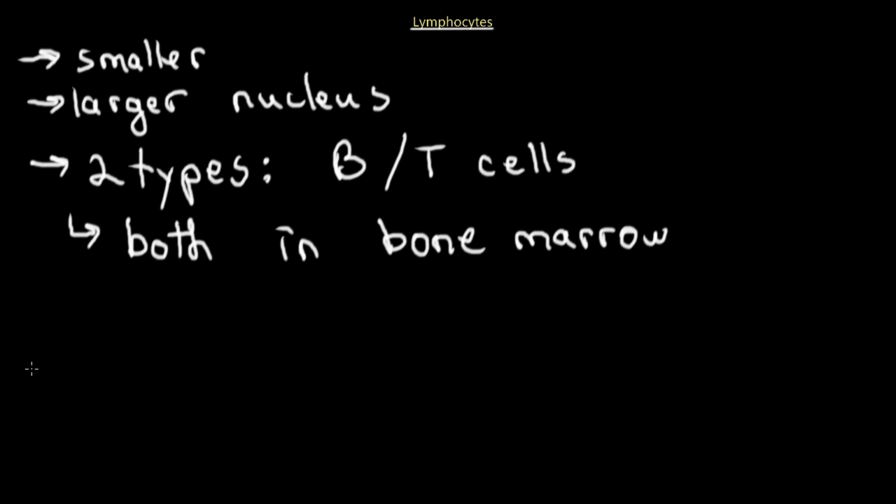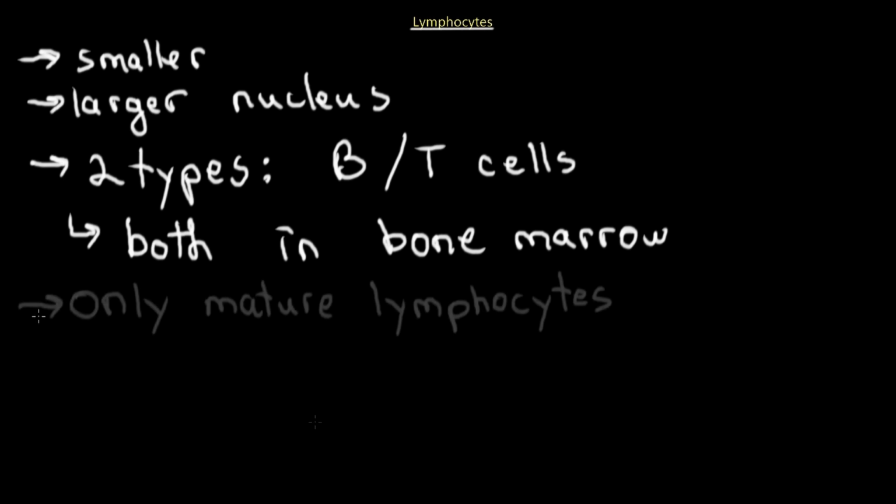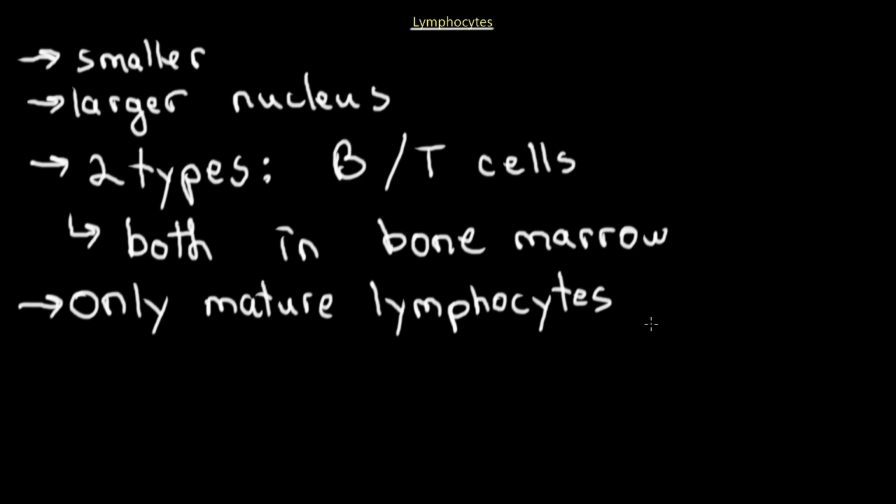And only mature lymphocytes can perform immune responses. So the immune cells that are born in the bone marrow are not mature yet. They're going to have to go through a process before they're able to act. So only mature lymphocytes will be able to carry out responses of the adaptive immune system.